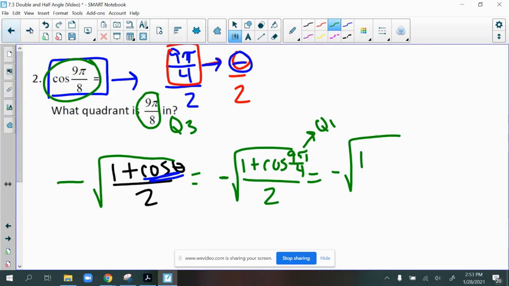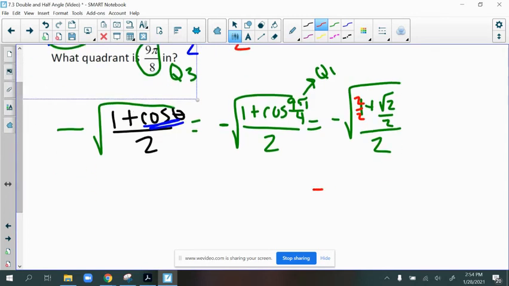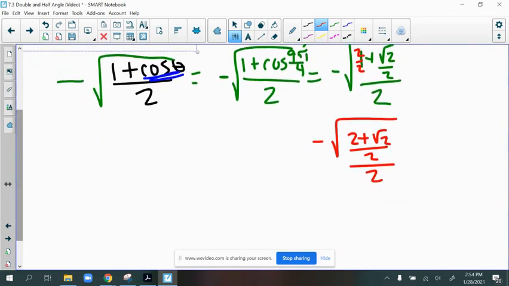And so let me make sure I did the formula right. Yeah, plus. Okay, I got to use the plus. So 1 plus root 2 over 2. That's the cosine of 9 pi over 4, all over 2. Okay, now I got to do some algebra again, and so I'm going to turn this into a 2 over 2. So I have minus the square root of 2 plus root 2, all divided by 2, but all divided by 2 again. And a lot of you might be able to skip this step and just go straight to negative square root of 2 plus root 2 all over 4.